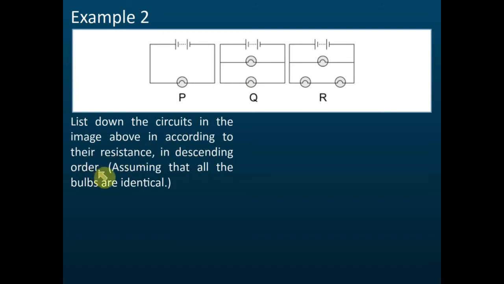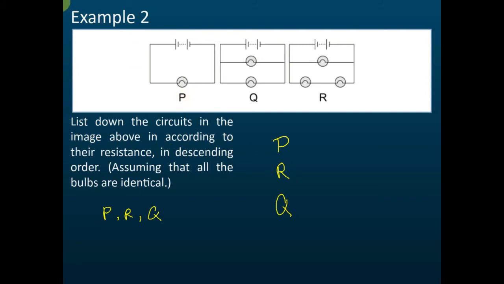Highest to lowest. For these three circuits, which one has the highest resistance? P, yeah. And which one has the lowest resistance? Q. Should be Q. And then R is in between. So that is the order, and if you write the answer, you should write PRQ. PRQ, okay?